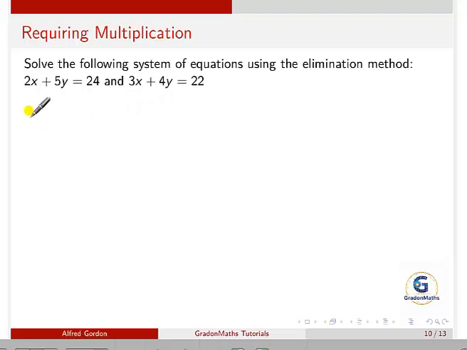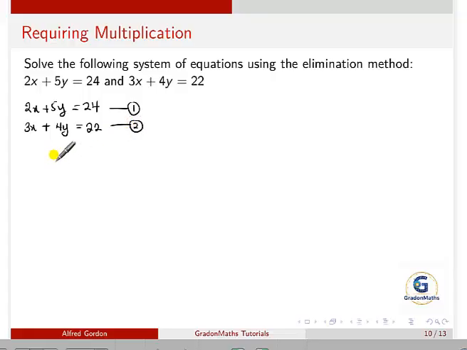We begin by checking whether the equations are written in the standard form. 2x plus 5y is equal to 24 is already in standard form, so we name this equation 1. 3x plus 4y is equal to 22 is also in standard form, so this is equation 2.